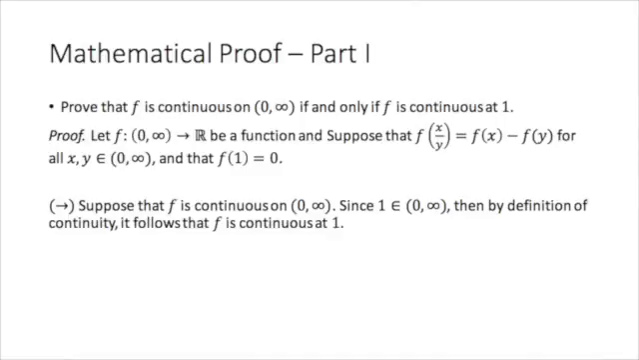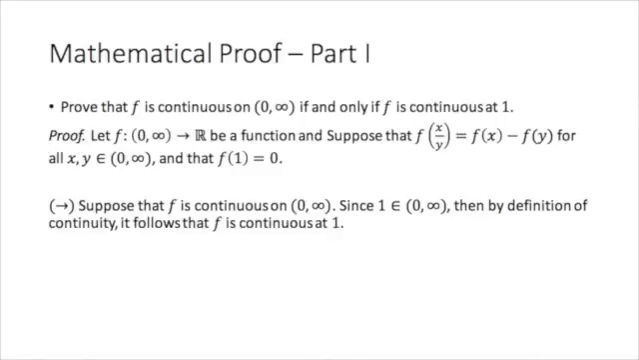So we let f be the function, and the given is f of x over y is equal to f of x minus f of y for all x and y in the open interval 0 to infinity, and we are given f of 1 is equal to 0. So to prove that f is continuous on the open interval if and only if f is continuous at 1, we need to prove the right side and the left side of this claim.